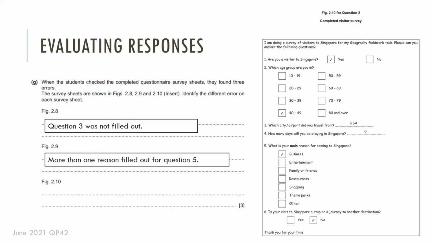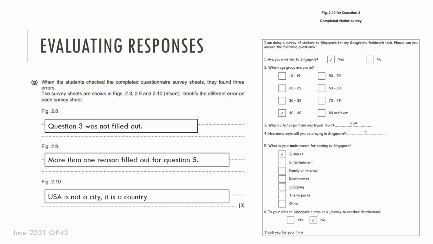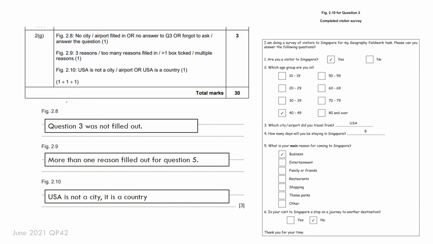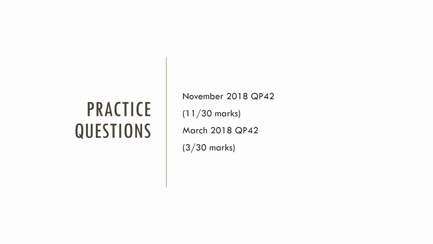Okay, first one correct, second one correct. Which city airport did you travel from? USA. USA is not a city, it is a country. All correct. So what I've done is now I've given you some practice questions for you to do.